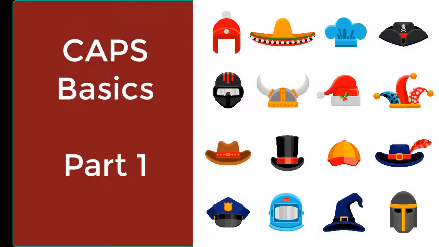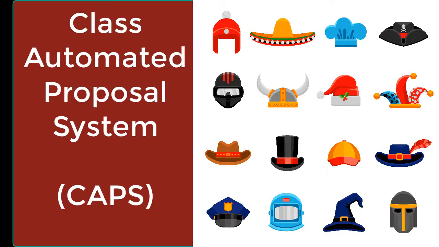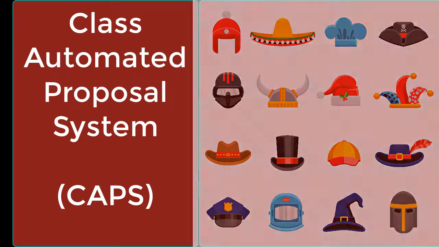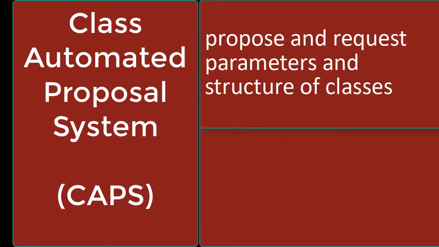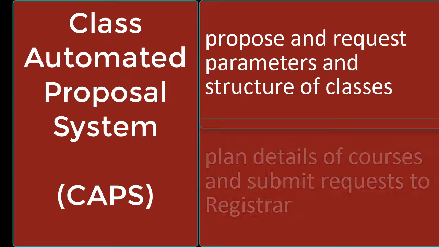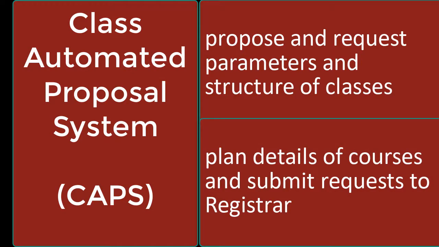CAPS Basics, Part 1. The Class Automated Proposal System, or CAPS, is an area in Spire where you can see the proposed and requested parameters and structure of classes within your department. It is where academic departments plan details of courses and submit requests to the registrar for approval.